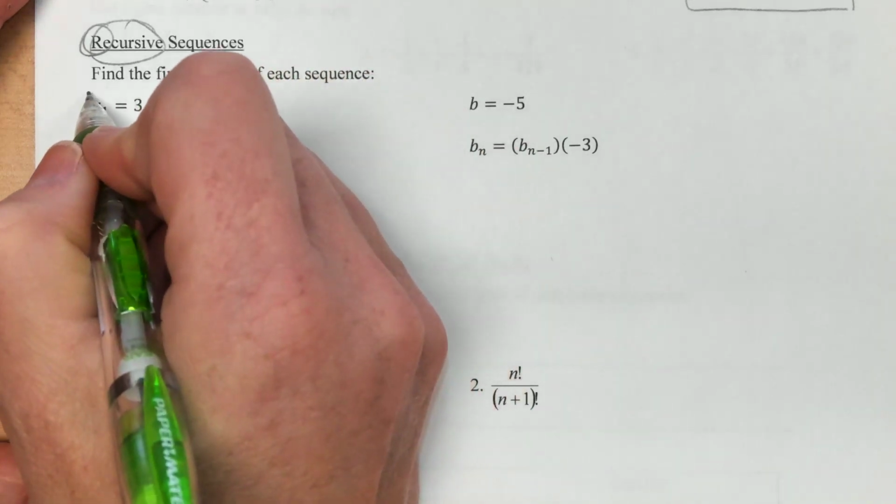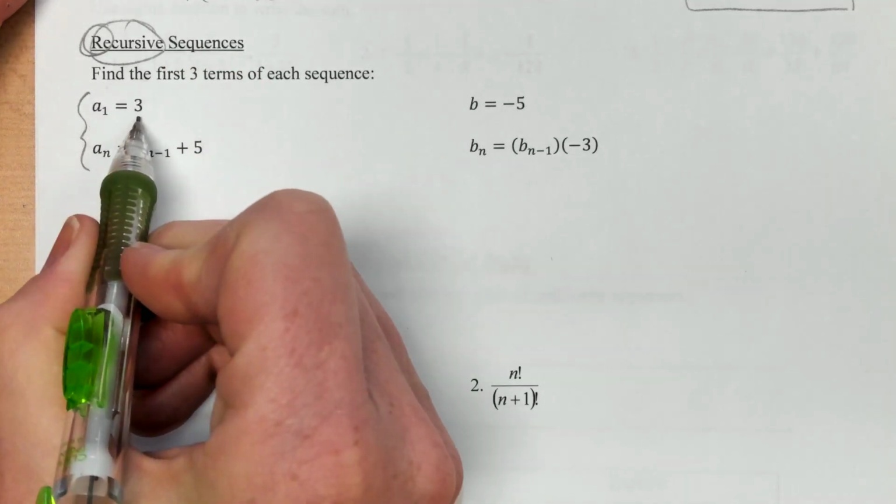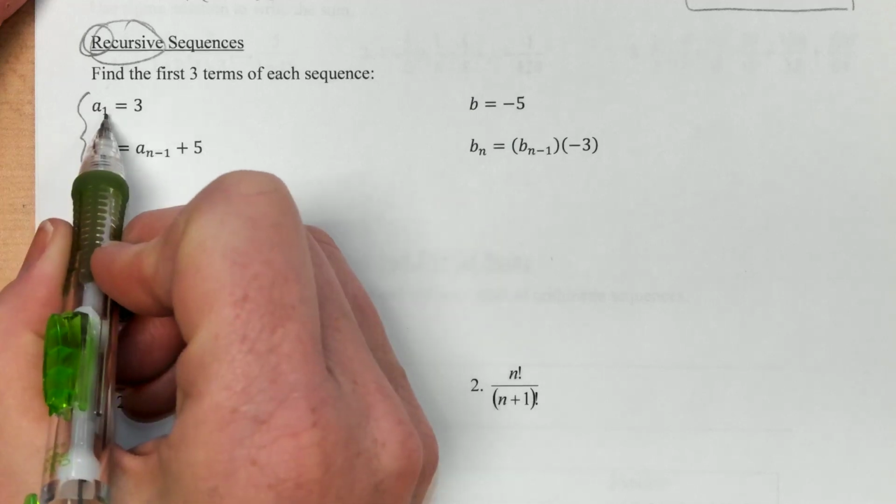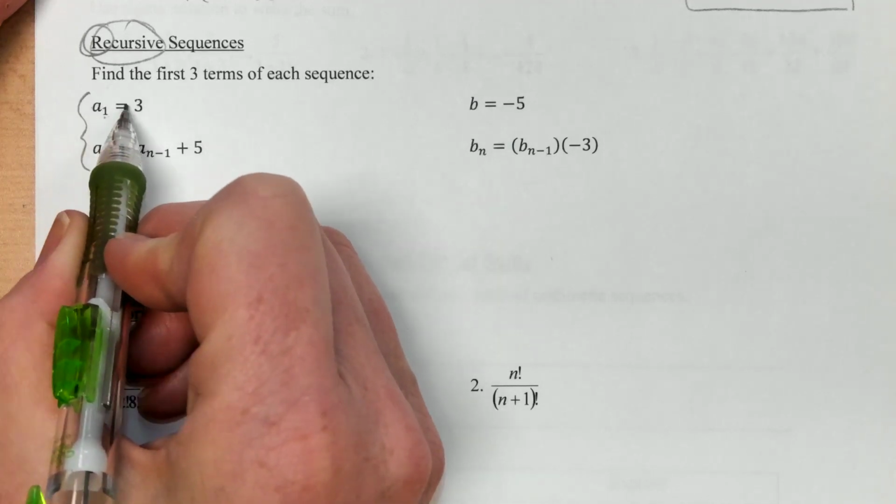And recursive formulas always have 2 parts. So they have to tell you the first term, we've got to figure out where to start, and then after that they tell you the pattern. So first term, we were used to that notation, is a 3.